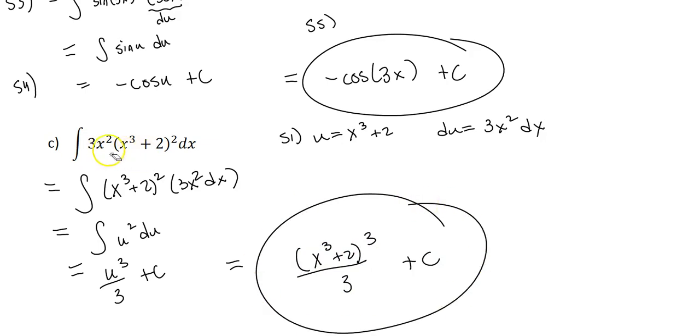And you could have multiplied all this out on this one and then just found the integral. You would get an answer that was equivalent to this but looked a little different. There's nothing wrong with that.